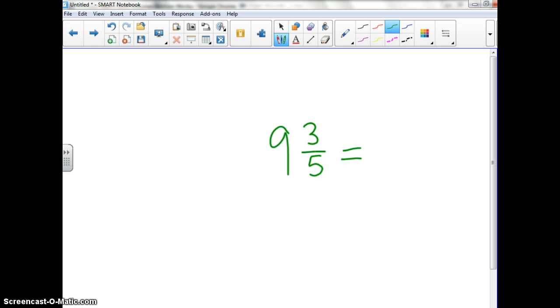Look at all the hands up. That's impressive. Darius, tell me what to do. 9 times 5 is 45 plus 3, 48. 9 times 5 is 45. Plus 3 more is 48. Is that my answer? No, we got to put 48 over 5. Over 5. Good work. All right.